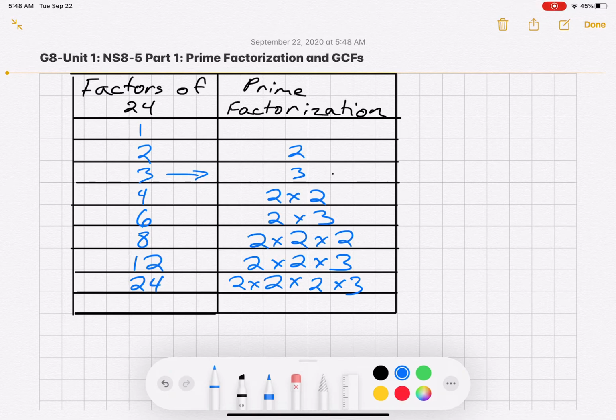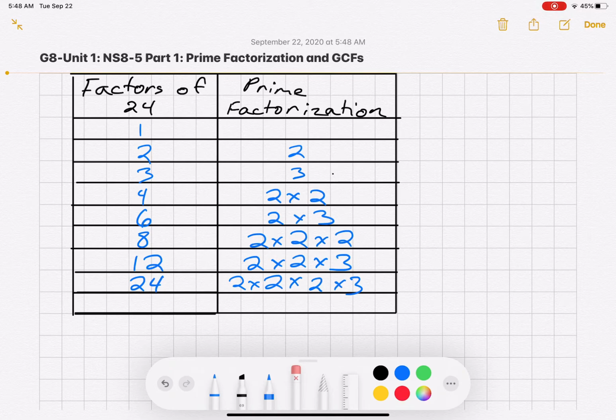Okay, so now that we have this, I'm challenging you to describe how the prime factorization of each factor is related to the prime factorization of 24. So I just want you to make some sort of generalization from what you see here. So pause the video and just give it a thought.